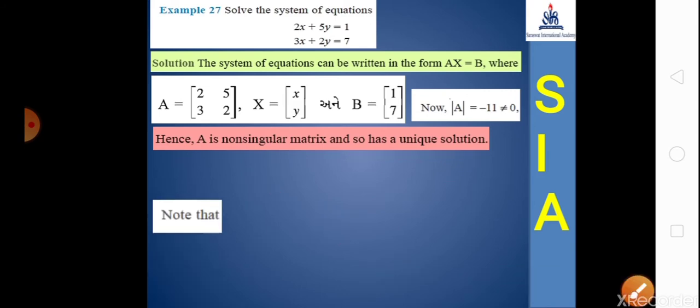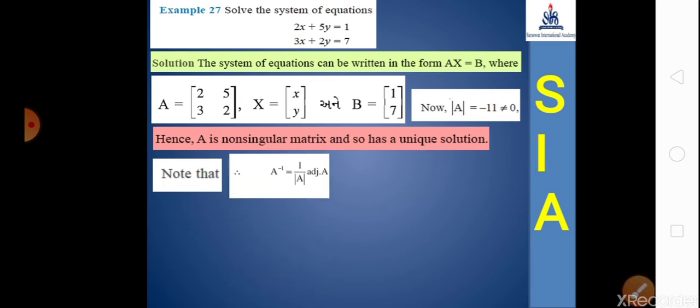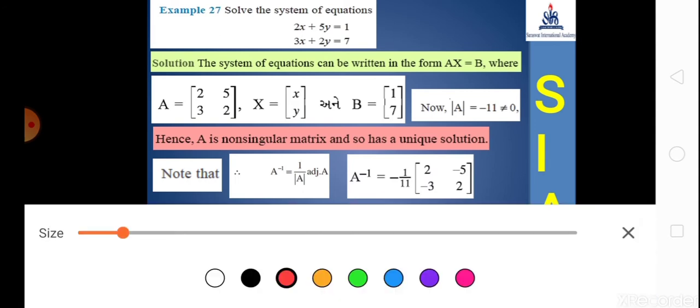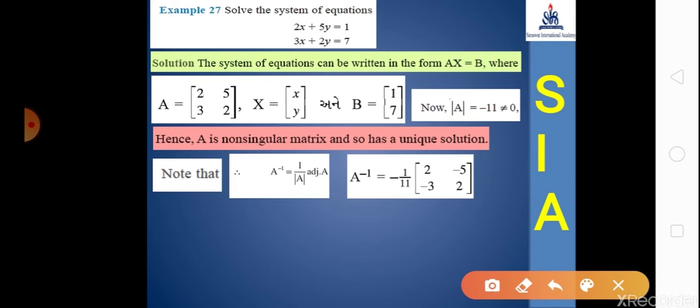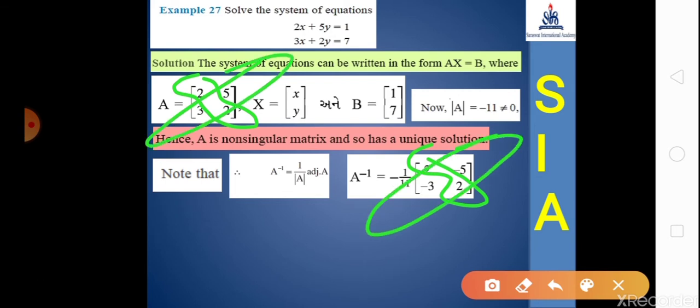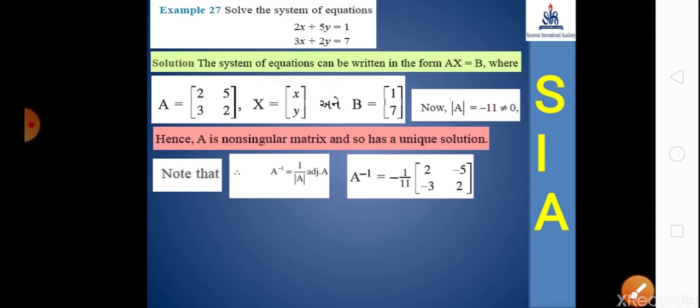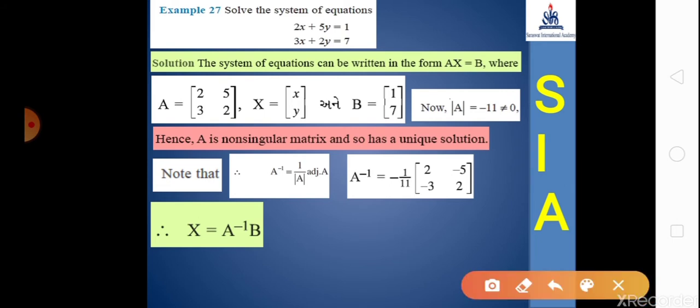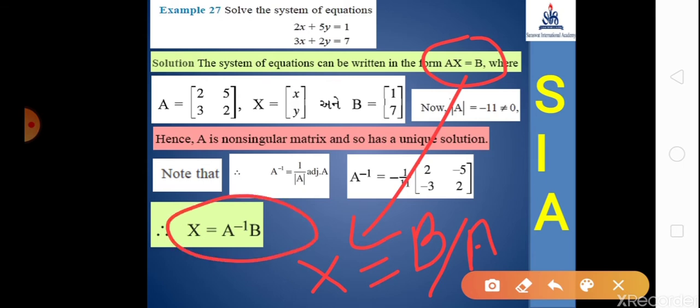After that I convert to A inverse equals 1 upon determinant A times adjoint A. You already know how to find the adjoint by the shortcut: interchange the principal diagonal elements and change the sign of the secondary diagonal elements 3 and 5. This value is A inverse, ready. Now the actual solution starts. Listen, students, in the given system I already wrote AX equal to B. It means X is equal to B by A, that is, X is equal to A inverse B.